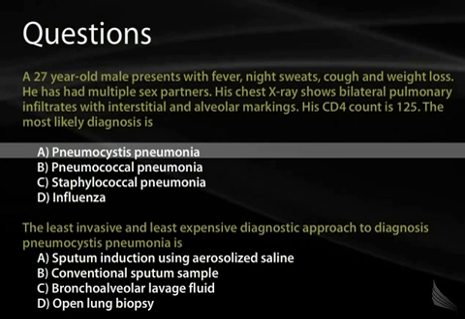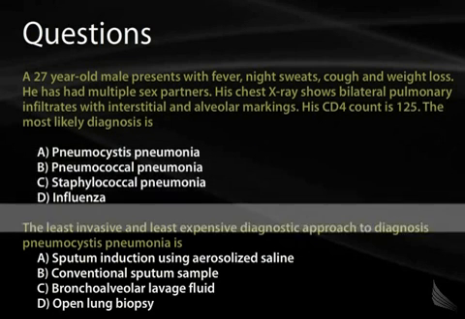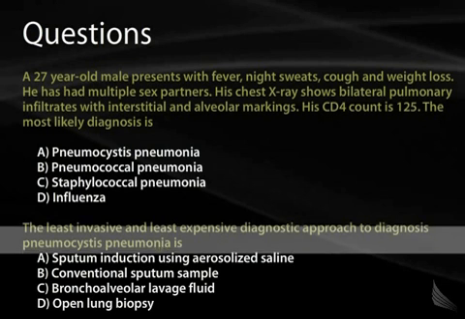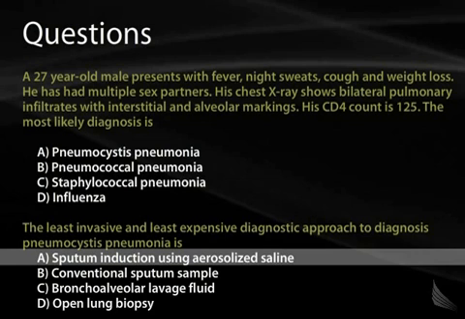Pneumococcal and staphylococcal pneumonia are going to give you more of a lobar consolidation. And your risk factors are not going to be for influenza so much as they are going to be for HIV and PCP. The least invasive and least expensive diagnostic approach to diagnose pneumocystis pneumonia is sputum induction using aerosolized saline. A conventional sputum sample is going to be difficult because it doesn't produce as much mucus as the bacterial pneumonias. Bronchiolar lavage is good, but it's invasive, and so is an open lung biopsy.